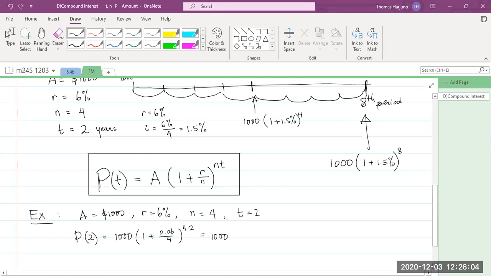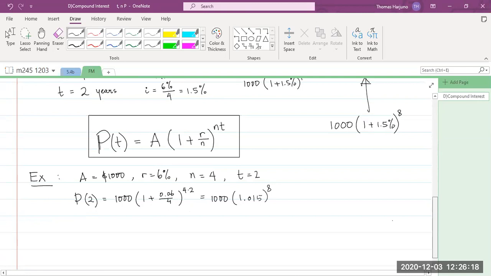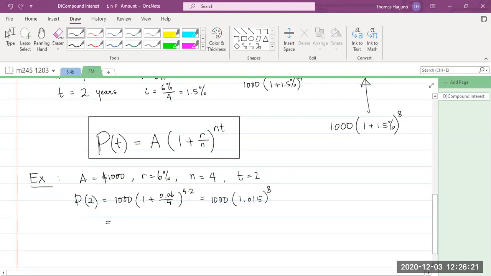That's 1,000 times 1.015 to the power of 8. That's how much money you have at the end of these 2 years. Now, please use your calculator to compute that. 1.015 to the power of 8 first, and then multiply by 1,000. I get $1,126.49. I round it to only 2 decimal places because that's the 49 cents.